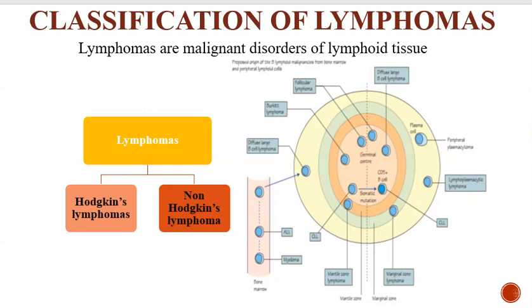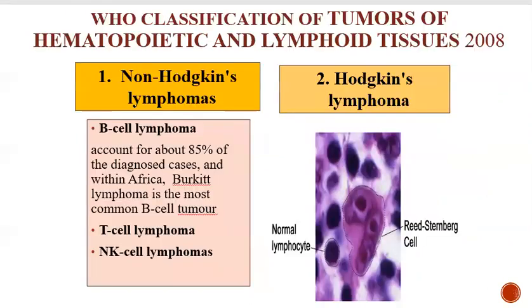They have widely different clinical presentations and clinical courses, ranging from indolent or low-grade types, which may not need treatment for many years, if at all, to aggressive high-grade disease, which can, without appropriate treatment, cause death within a few weeks of presentation. The major subdivision of lymphomas is into Hodgkin lymphoma and non-Hodgkin lymphoma, and this is based on the histological presence of Reed-Sternberg cells in the case of Hodgkin lymphoma.